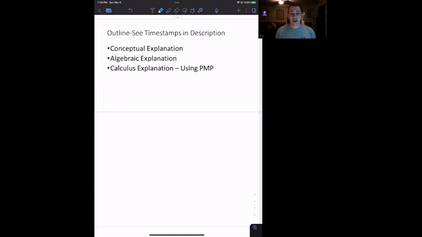Today we're going to talk about why the inputs, so labor and capital, are paid their marginal products, that is, their wages and the rental rate are equal to the marginal product of labor and the marginal product of capital, in terms of a conceptual understanding. Then we'll talk about it algebraically, and then using some calculus, again all relating to that profit maximization problem we've seen before in micro. So let's go ahead and get started.